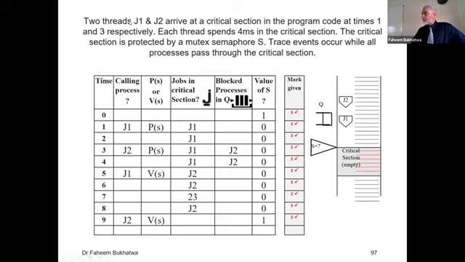It says here 2 threads. We have 2 processes or 2 users coming in. They arrive into a critical section or a critical region.